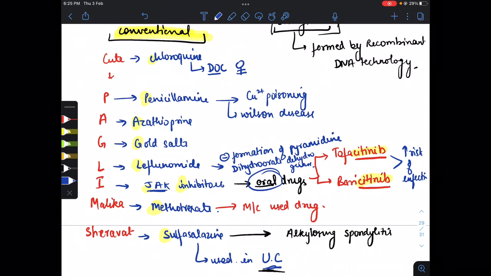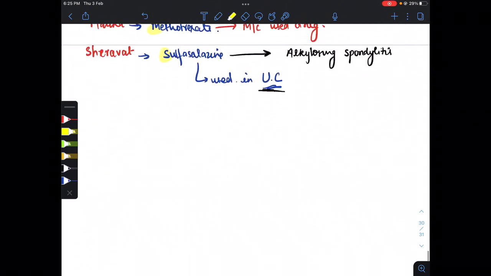And G stands for gold source, and azathioprine, penicillamine, which is also used for copper poisoning and Wilson disease, and C for chloroquine, which is the drug of choice in the pregnant female. So these were all the conventional DMARDs. Now let's talk about a few points about the methotrexate drug.